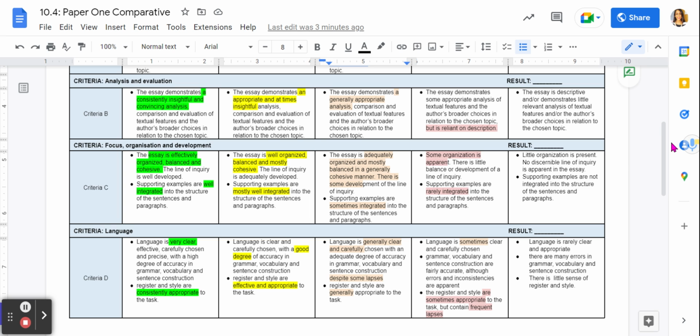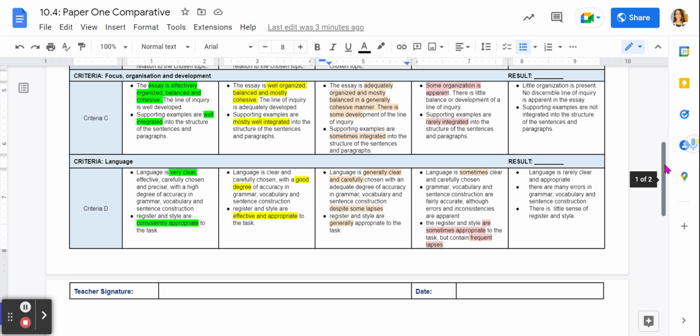Okay. Criterion C, we're looking at how well organized your essay is. So this is about the focus, the organization, and the development of your essay. You can see at an A level, it says the essay is effectively organized, it's balanced, and it's cohesive. It also says that supporting examples are well integrated versus mostly well integrated and well organized, or adequately organized and mostly balanced or sometimes integrated.